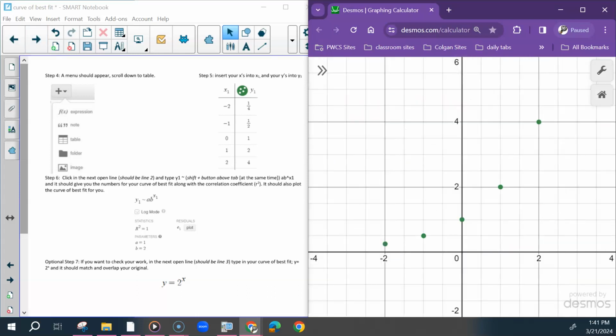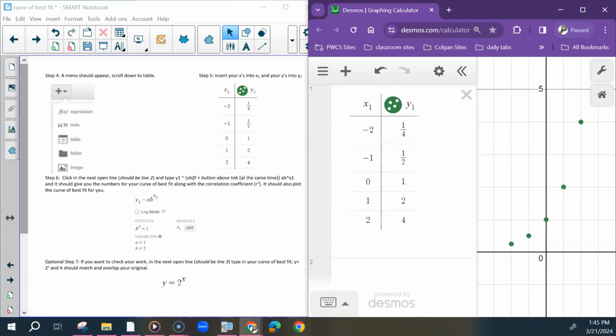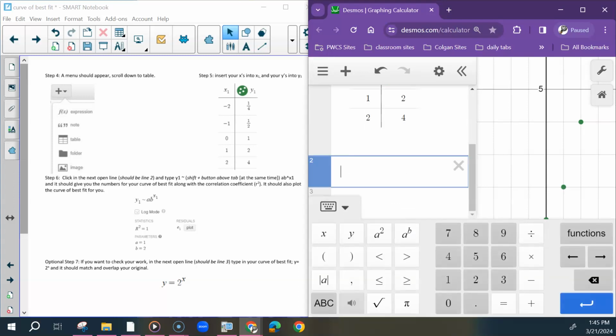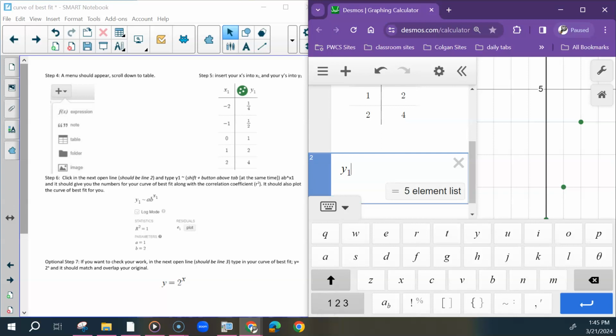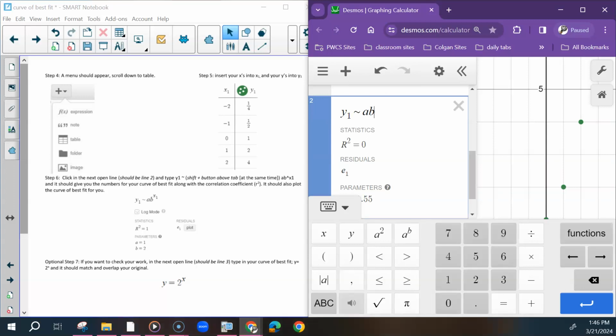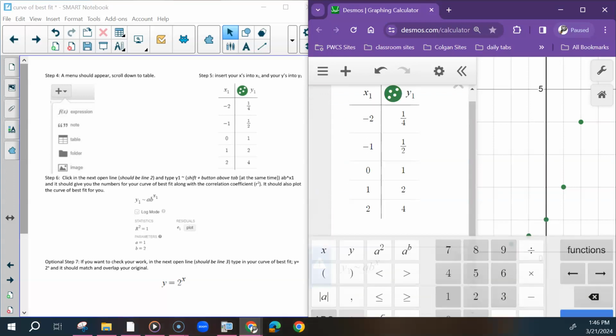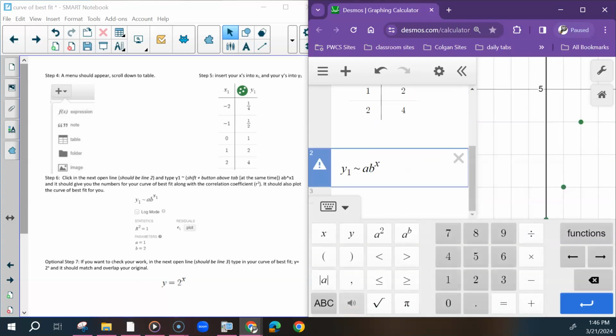I'm going to get rid of this for just a second. Alright, so we can see the points in here. And then in another line, kind of similar to our quadratic regression and linear regression, we're going to use y1 tilde, this squiggly line. We want it in the format a times b to the x. So we want a times b raised to the x1. Oops, except that's not what I typed. There we go.